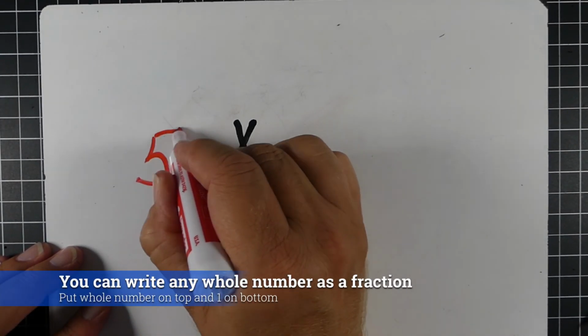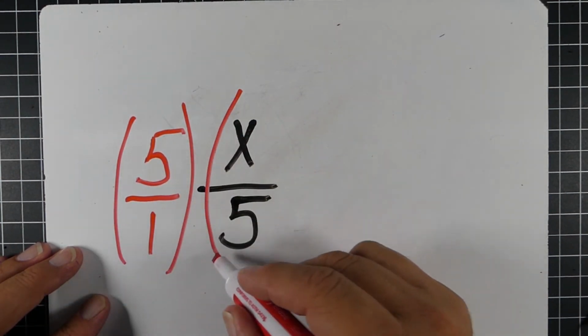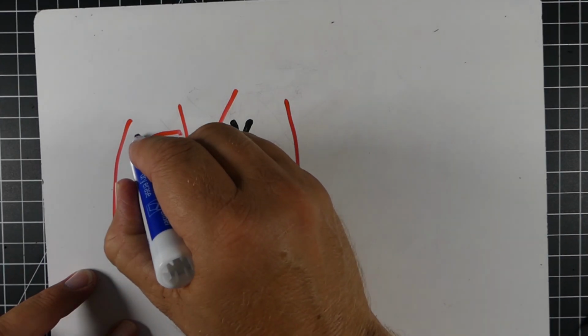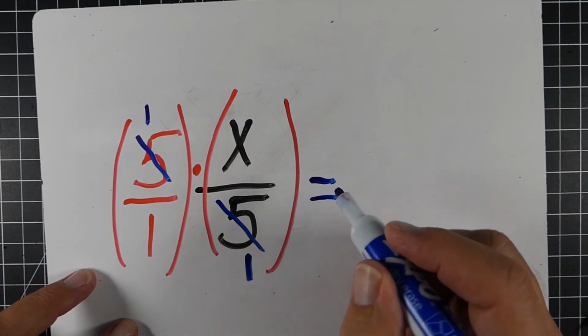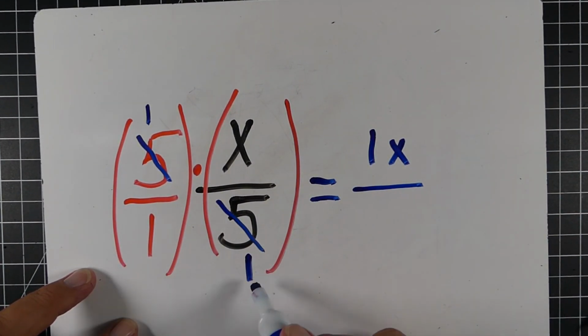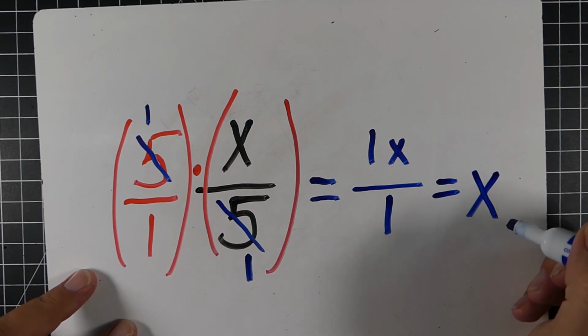So what we're going to do here is we're multiplying this by 5. But we're going to write it as a fraction, 5 over 1. So we multiply these together. Now before we do that, we can actually cross simplify. And if we do that, each of these become 1. So when we multiply across, we get 1x on top and a 1 on the bottom. So 1x divided by 1 is just going to equal x.